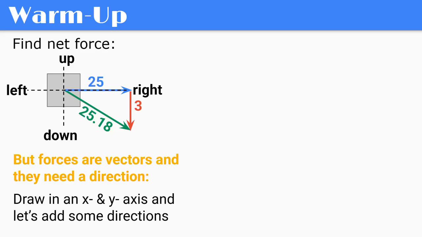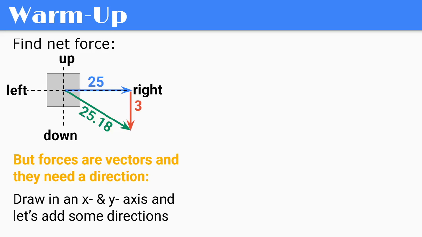You can add in an x and a y-axis. That's going to make it easier to label the angle. So you'll notice I added in some dashed lines, and I'm just using directions here of up, down, left, right. I'll do another example in a moment that uses north, south, east, west, but the process is the same.